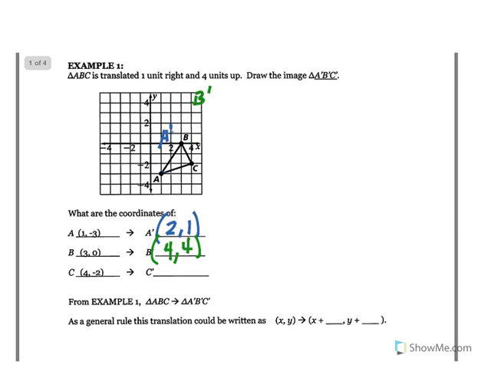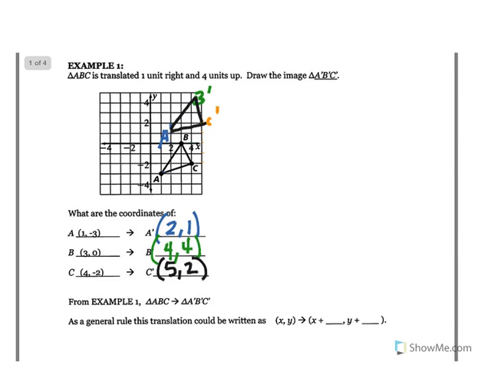Alright, for C prime, you're going to do the same thing. You are going to count from C 1 unit right, and then 1, 2, 3, 4. And then write C prime. You always have to remember to write the prime symbols. So C prime is going to be at 5, 2. So basically you're just counting the spaces like you would do on a Monopoly board.